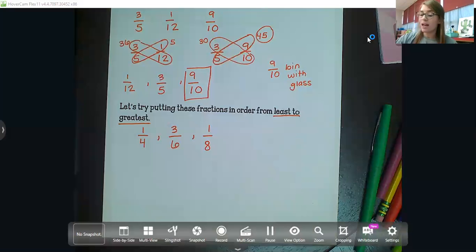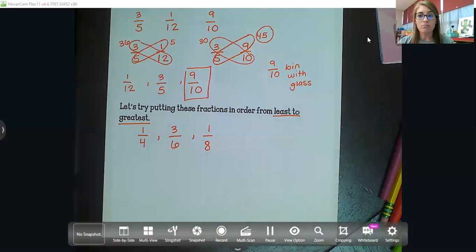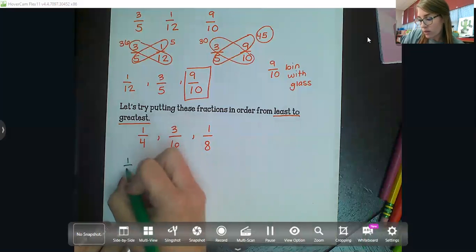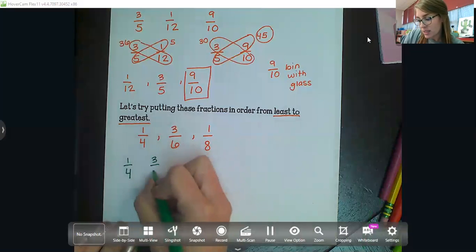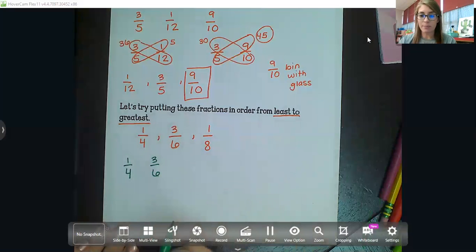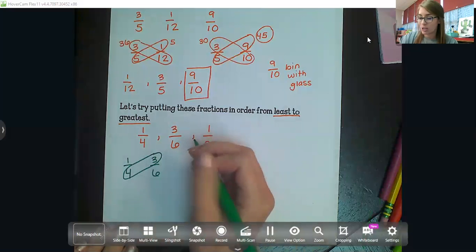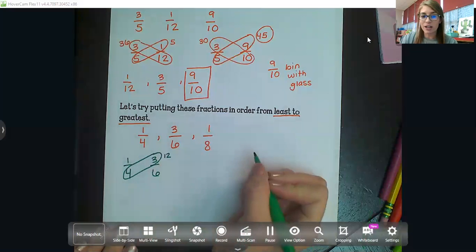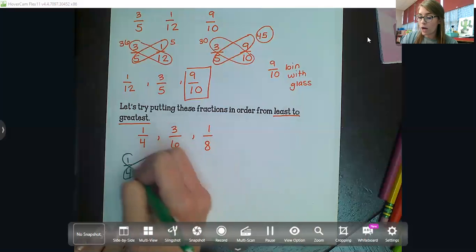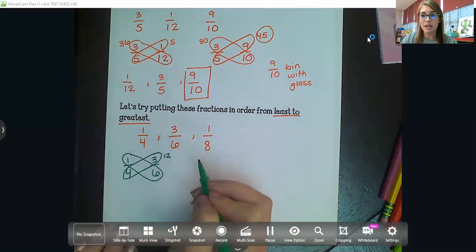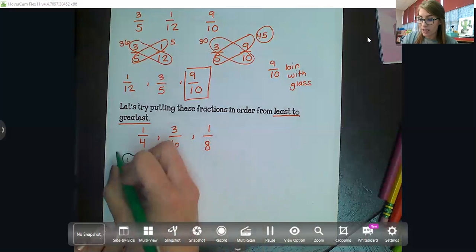Let's go ahead and start with 2 fractions instead of all 3. So which 2 are we going to compare first? Okay, we'll go ahead and compare 1/4 to 3/6. Okay, what's our first step? Very good. Going to cross multiply. 3 times 4 is 12. Very good. What about 1 times 6? What is 1 times 6? Very good. It is 6.